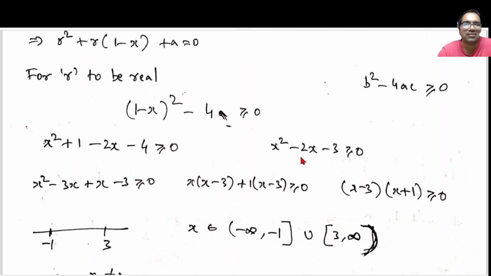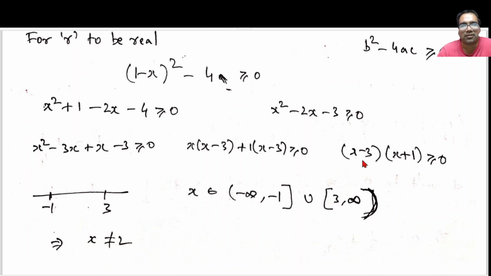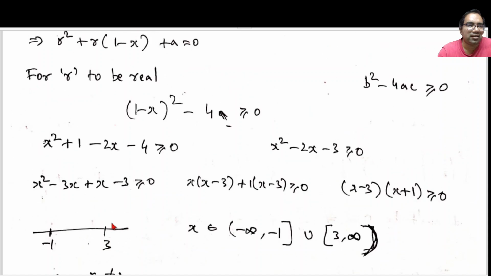We can write this as x squared minus 3x plus x minus 3 greater than or equal to 0. If we factorize, this becomes (x minus 3) times (x plus 1) greater than or equal to 0. We have the product of x minus 3 and x plus 1 being greater than or equal to 0. That means x can be greater than or equal to 3, where both factors are positive, or x should be less than or equal to minus 1.